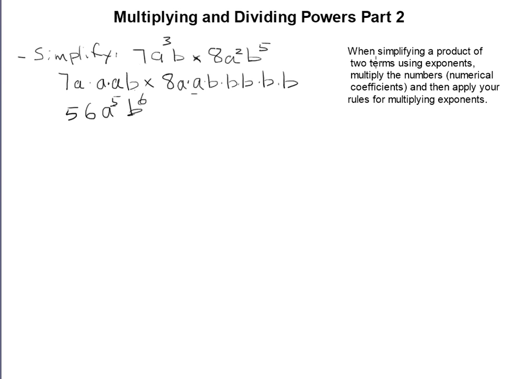Now go back and you can check this out here. Simplifying a product, two terms, using exponents: multiply the numbers, and apply your rules for multiplying exponents, which is to add. So you add your exponents. Okay, let's look at this example.